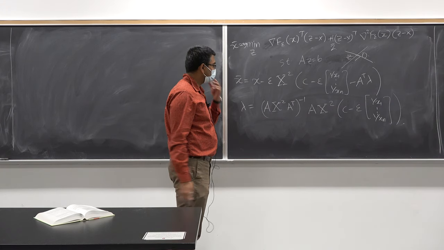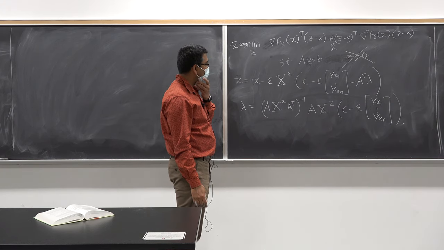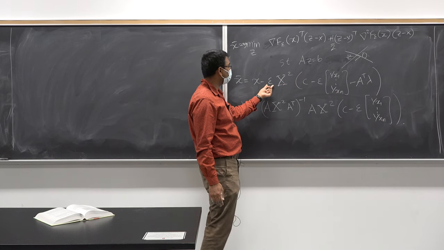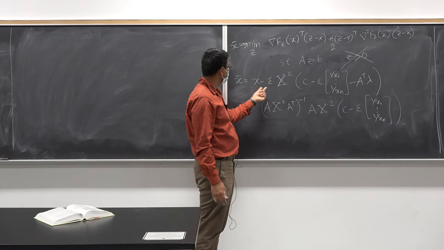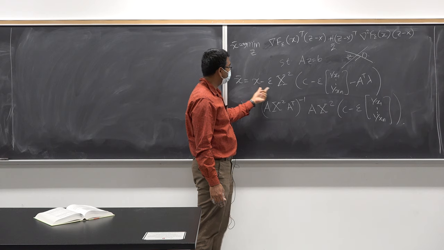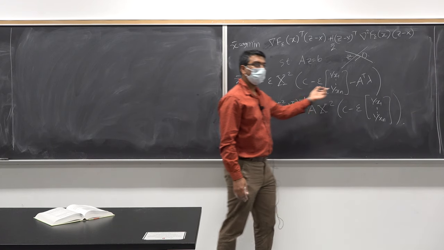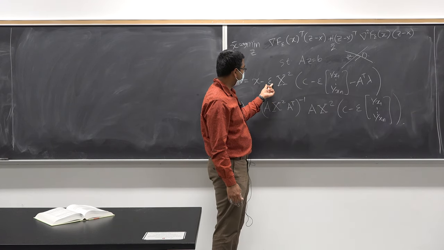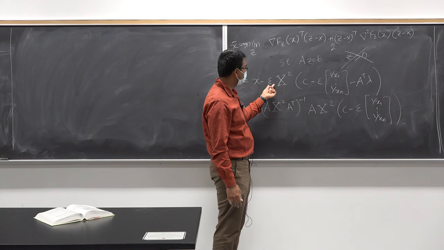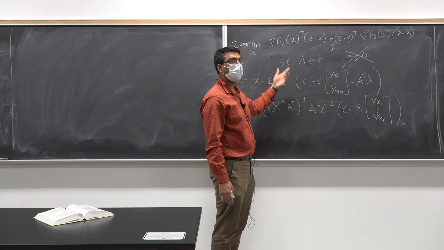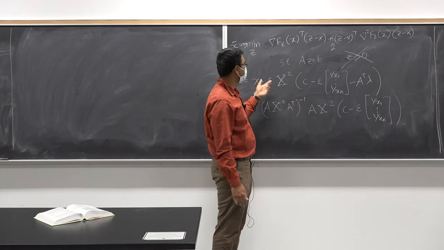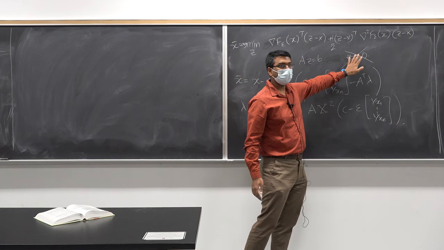Actually, let me go ahead and tell you when I can ignore it. Epsilon is a free parameter that I can pick. X is strictly positive, and this is just a vector. So I can pick epsilon sufficiently small so that X minus epsilon times a vector is strictly positive, in which case ignoring this constraint makes total sense.